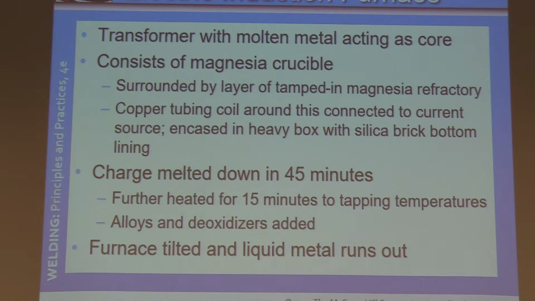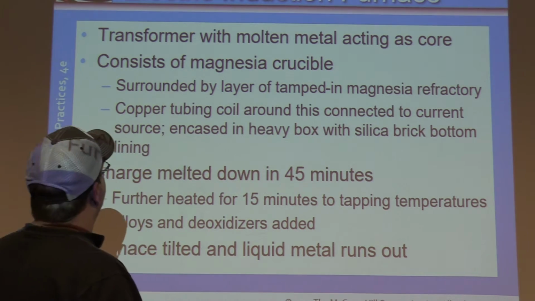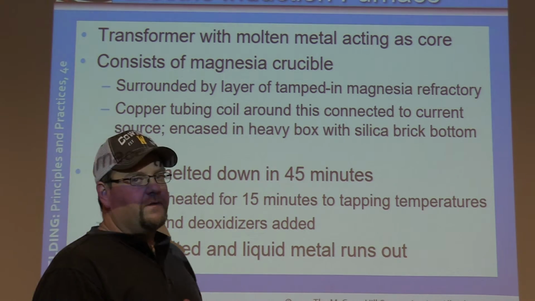The coil is encased in a heavy box with a silica brick bottom lining. A lip is built into the box to allow the metal contents to run out as the furnace is tilted forward. The charge consists of scrap of the approximate composition desired plus necessary ferro alloys to give final chemical compositions within specifications. Scrap may be any size that will fit into the furnace. So especially in modern day times, you can cut bigger pieces of scrap to go in the furnace. It's easier to load in than having to load it through the top and so forth. We are down to being more lean and more efficient, okay?